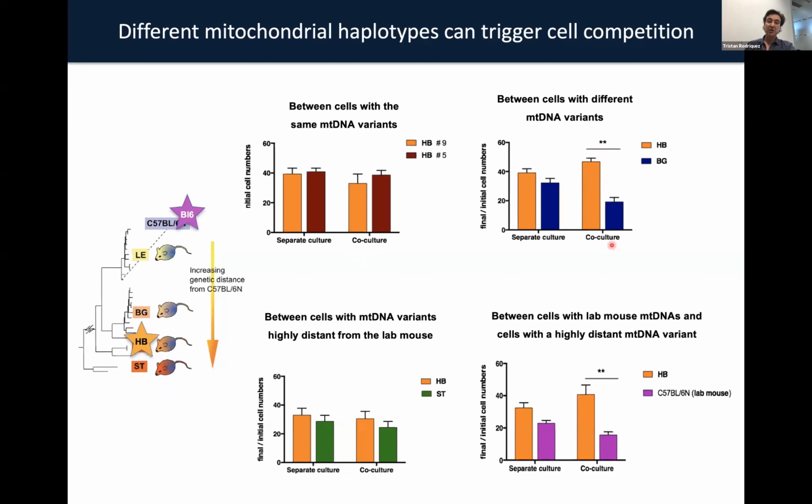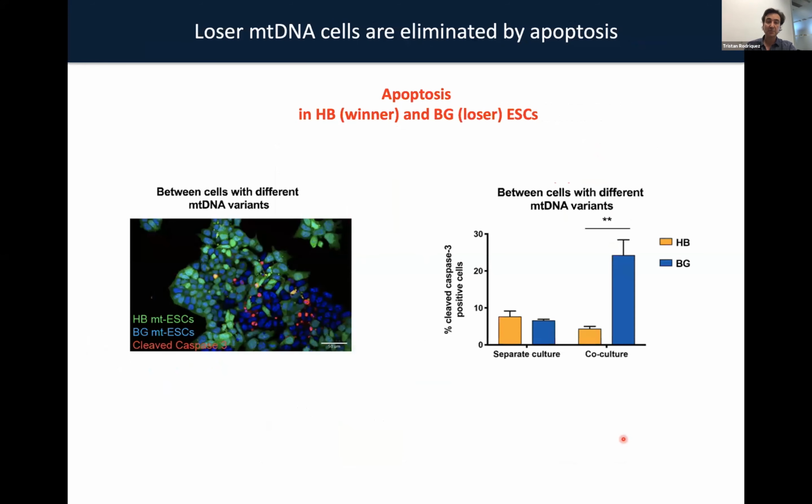Similarly, when she analyzed the competitive behavior of the HB cells against the black 6 cells that have a black 6 nuclear and mitochondrial genome, she observed again that the HB cells could outcompete the C57 black 6 cells. And this outcompetition is through apoptosis, because she found that specifically in the co-culture, the loser cells show a large increase in apoptosis, indicating that they're actively being eliminated by the presence of fitter mitochondrial DNA variants.